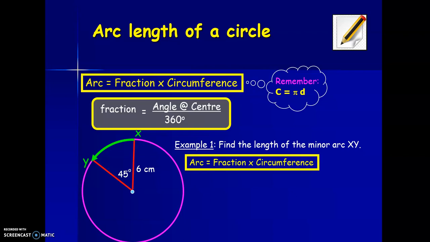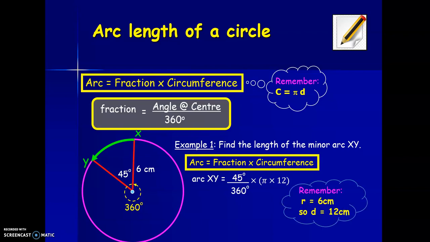So the arc is a fraction times the circumference. So arc XY, your fraction is 45 degrees over 360 degrees multiplied by the circumference, which is pi times 12. Now remember, the diameter is 12 because the radius was 6 centimetres. Then all we have to do is put this calculation into our calculator and we get 4.71 centimetres.